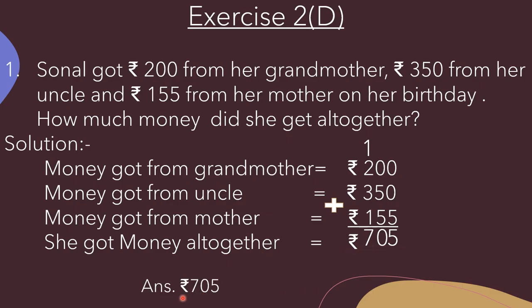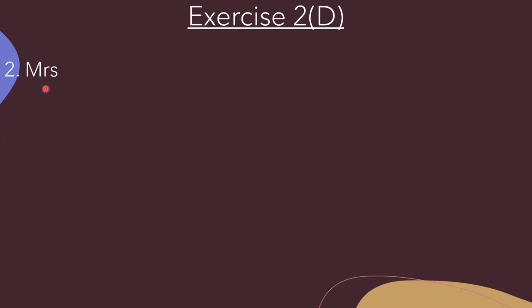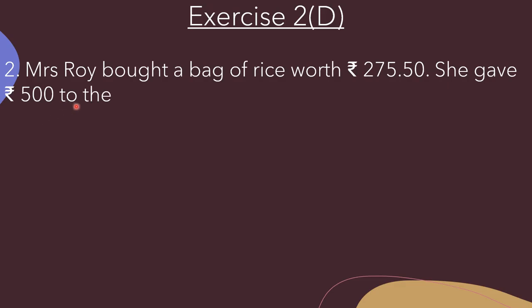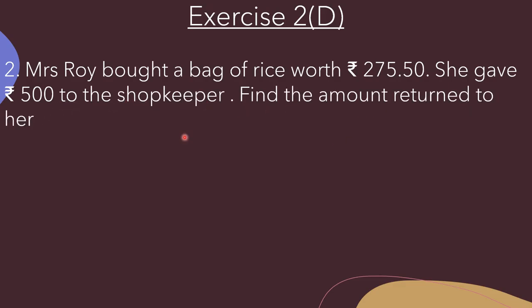So we will write here answer rupees 705. Now question number 2. Mrs. Roy bought a bag of rice worth rupees 275.50. She gave rupees 500 to the shopkeeper. Find the amount returned to her by the shopkeeper.